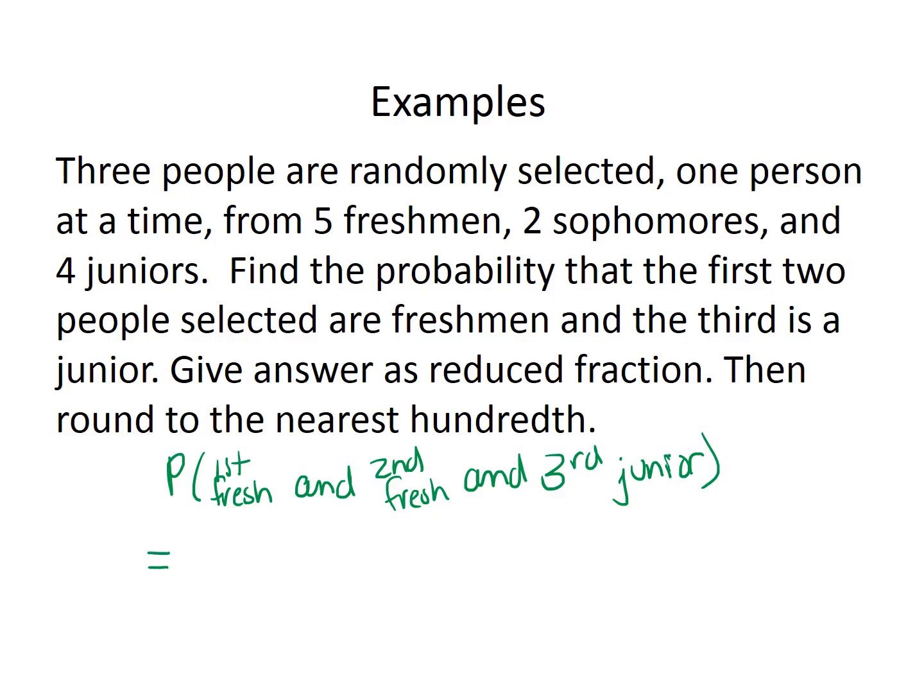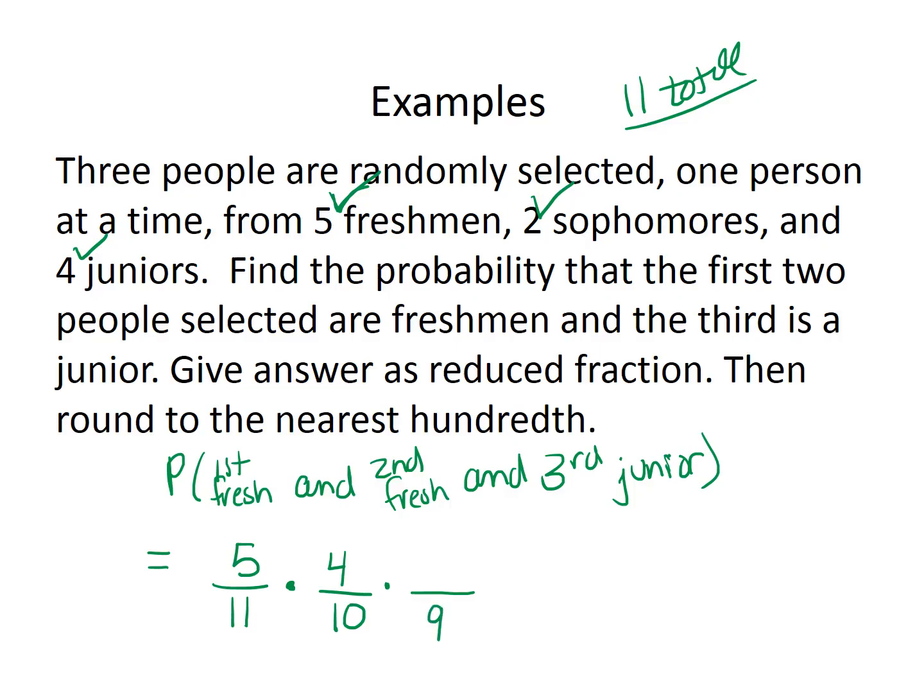Okay, so we have how many total? 5, 6, 7, 8, 9, 10, 11. So there's 11 total people. The probability that the first is a freshman, there's 5 out of 11. Now, the second is a freshman. Well, the first was a freshman, so there's only 10 people left, and there's only 4 freshmen. The probability then that the third is a junior, you've taken 2 people out of the 11, so there's only 9 left, but there's actually 4 juniors because the first 2 were freshmen. So there's 4 juniors left.